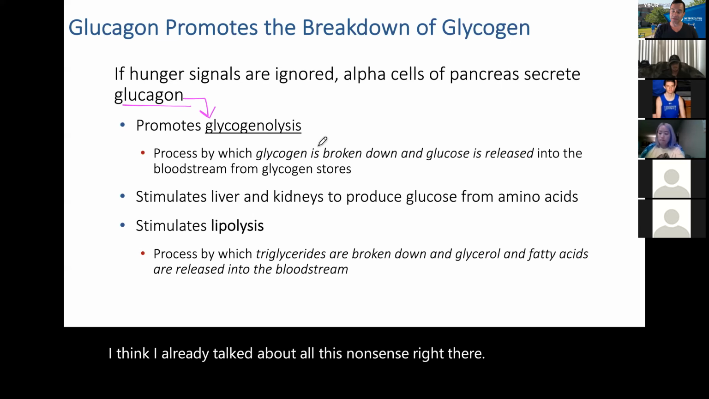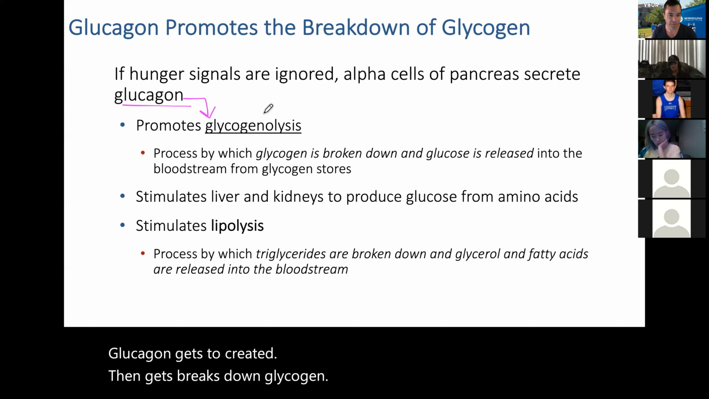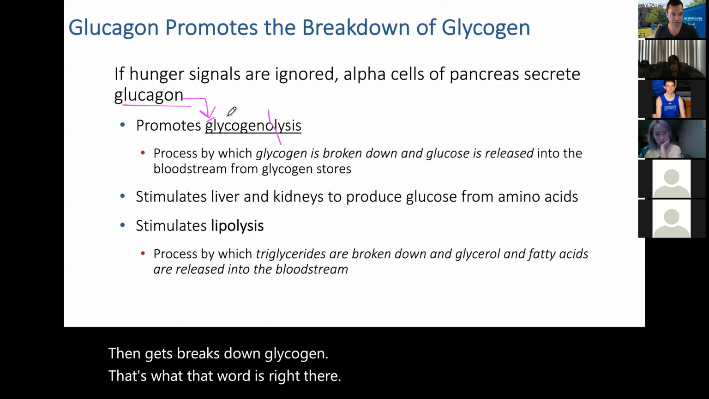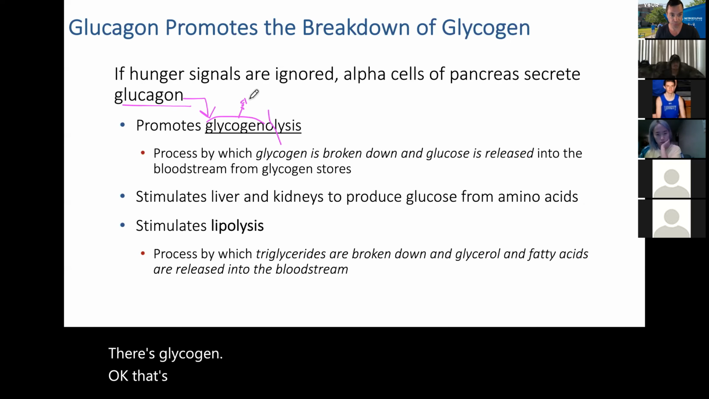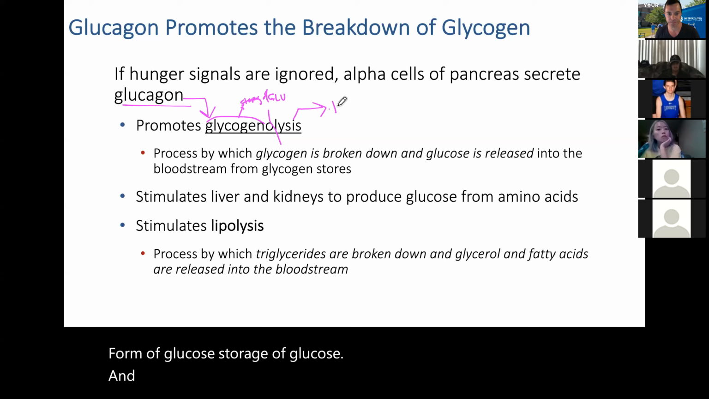So again, like I said, after a few hours, glucagon gets secreted and breaks down glycogen. That's what that word is right there. There's glycogen, okay, that's the storage form of glucose. And lysis means to break, to destroy.